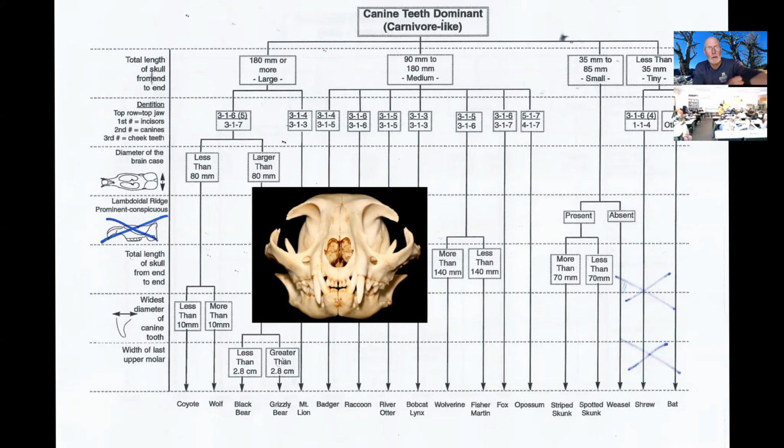It's kind of hard for me to show, but the first left-hand column under there says 3-1-6 and a parentheses around 5. Do you all see that? Yes? The 3 stands for incisors. That means we're looking at a skull that has 3 incisor teeth. The next number stands for the canine teeth, and underneath it says 1. And then it says how many cheek teeth?